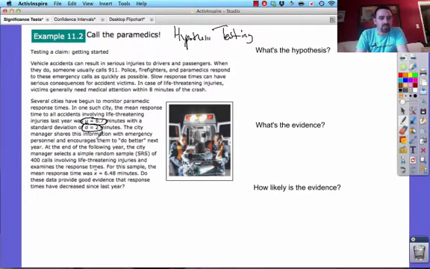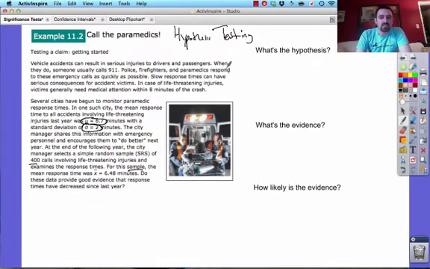The city manager shares this information with emergency personnel and encourages them to, quote, do better next year. At the end of the following year, the city manager selects a simple random sample of 400 calls involving life-threatening injuries and examines the response times. For this sample, the response time was 6.48. Do these data provide good evidence that the response times have decreased since last year?